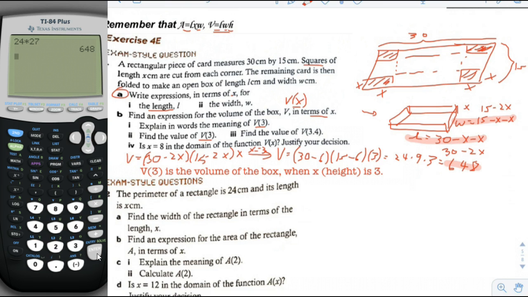Okay. Find the value of V of 3.4. Okay, so now they're asking us for a different one. If we put this in the calculator, then we wouldn't have to do all this algebra. So why don't we do that now? I should have done that from the very beginning, right? So I'm going to put 30 minus 2x, 30 minus 2x, and 15 minus 2x, 15 minus 2x. And then I'm going to multiply everything by x. Okay, and then I'm going to graph it.